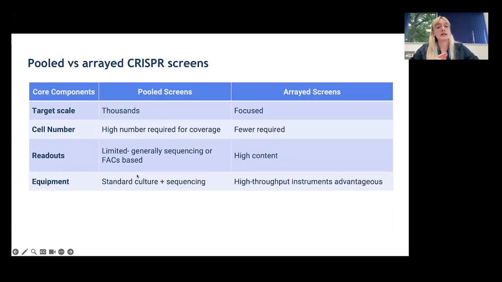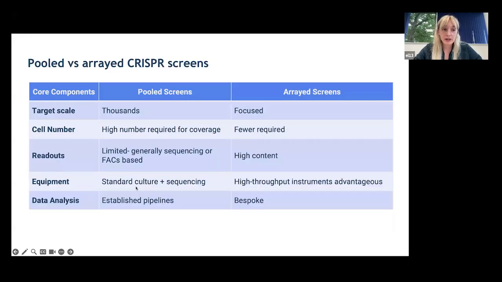The equipment required for the two different types is therefore different in that pooled screens, if you've got a cell model in place for your question and you're able to culture that and introduce guides into the system and can submit your samples for sequencing, then these are more feasible. Arrayed screens benefit from having high throughput instruments such as liquid handlers, plate readers, and microscopes. That's not to say you have to have these instruments available to you. It's just that you can often scale up in the number of things you assess if you do have them.